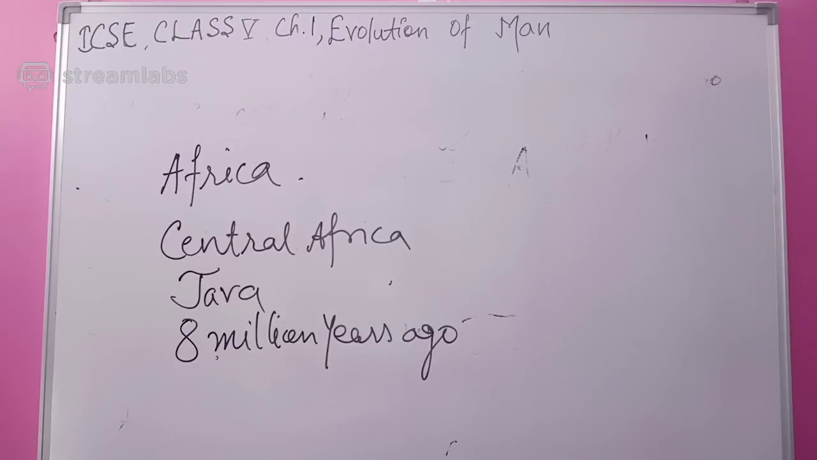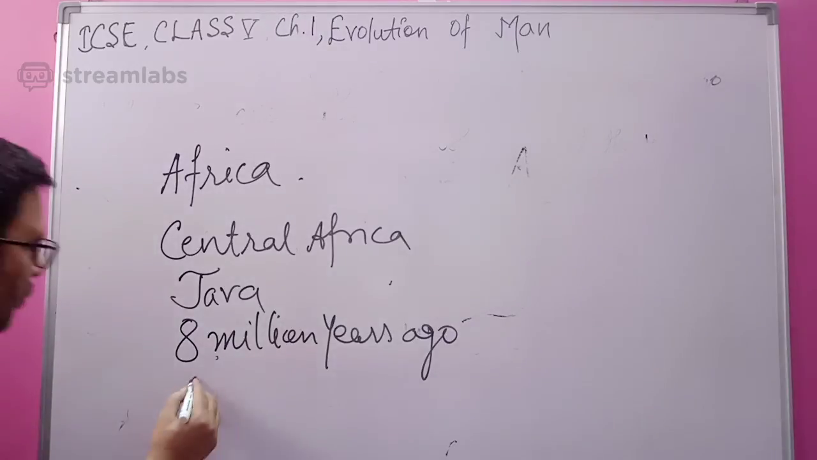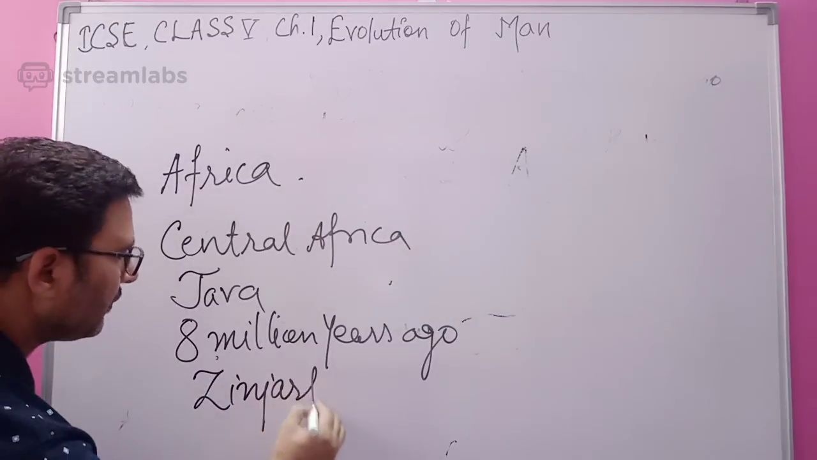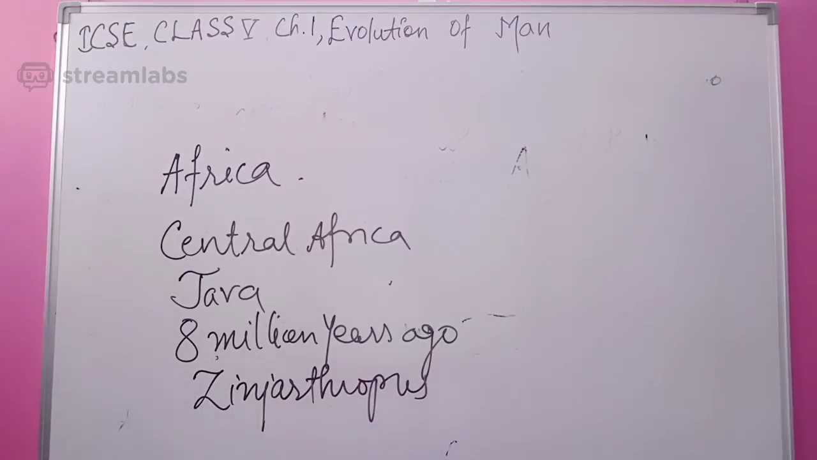The fifth question. A subspecies of Australopithecus definitely made tools. My options are Zinjanthropus, Sinanthropus, Neanderthal man. And the answer is Zinjanthropus, T-H-R-O-P-U-S. Now, all these answers are right? Okay. So it is just for your short revision.